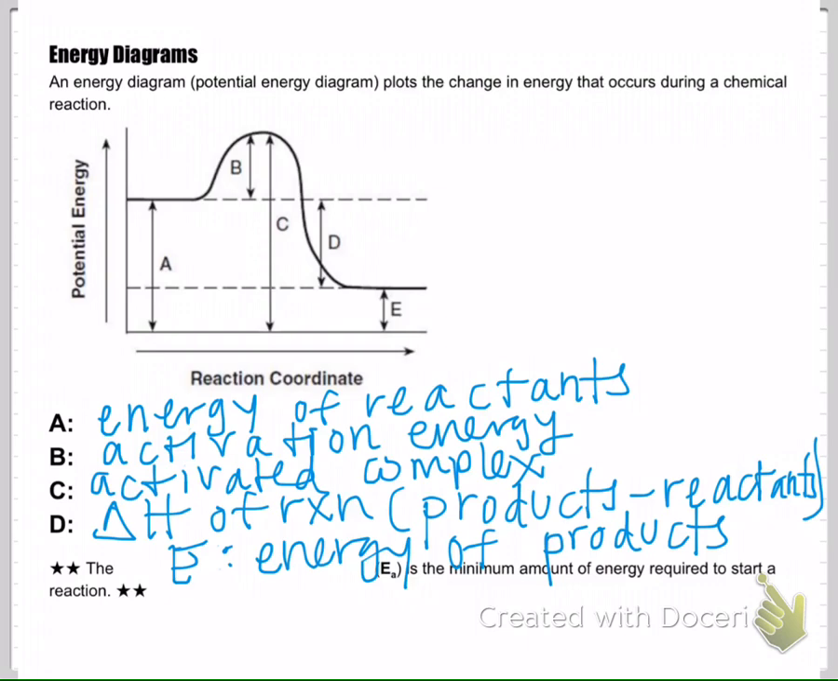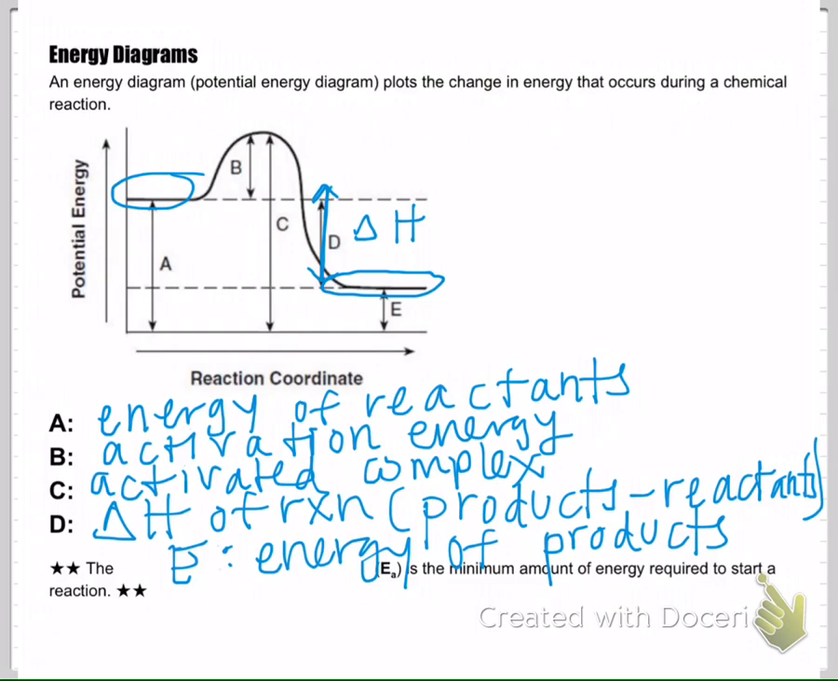D is the enthalpy of the reaction, and basically you can get it by subtracting the energy of your reactants from the energy of your products. So if you did E minus A, that would get you D. This is delta H.